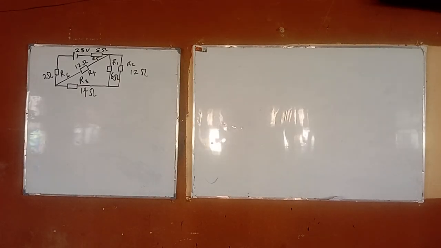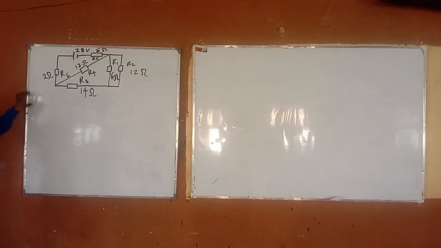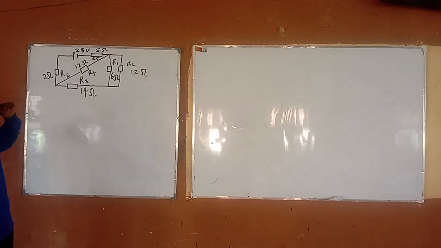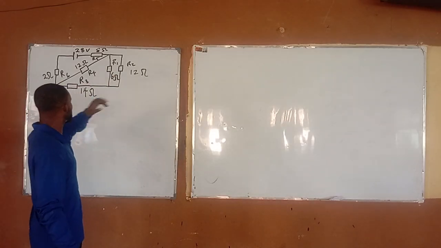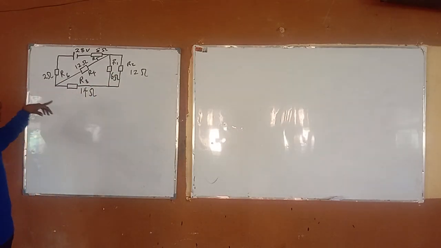So please check if what you have in your notebook corresponds to what I have here. Check to be sure I did not make any mistake. So your R6 is 2 ohms, your R3 is 14 ohms, your R4 is 12 ohms, your R1 is 6 ohms, your R2 is 12 ohms, your R5 is 8 ohms.